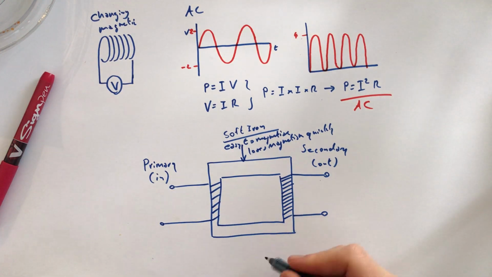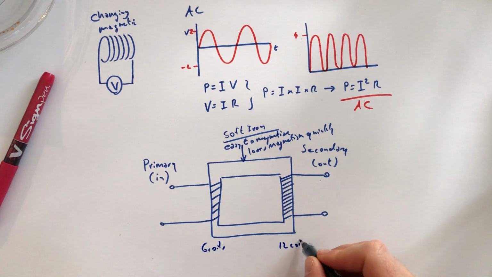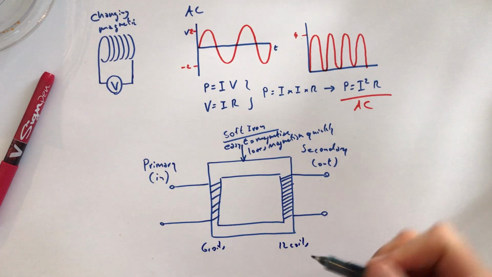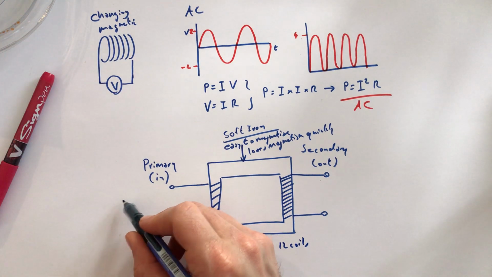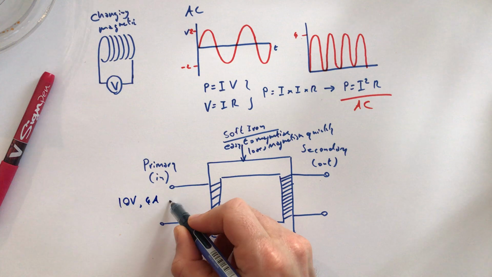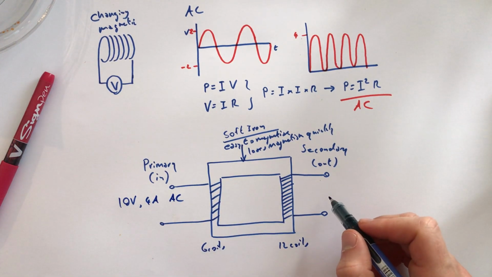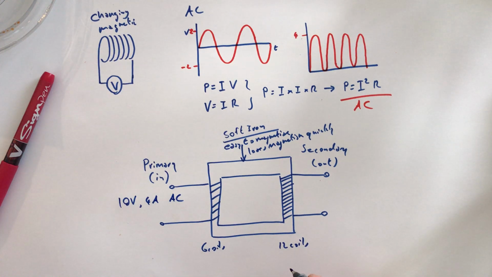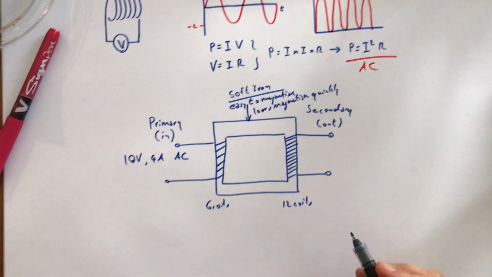Now, on this side we've got 6 coils. On this side we've got 12 coils. So let's just imagine that we have 10 volts at 4 amps AC. Okay, so what are we going to get on that side? Well, we can relate that quite easily. There are 2 different ways. What we imagine is that this is 100% efficient, that it loses no energy.